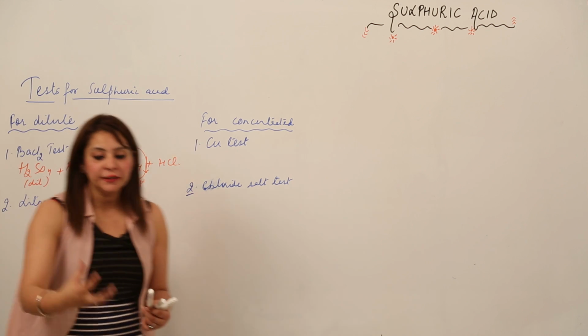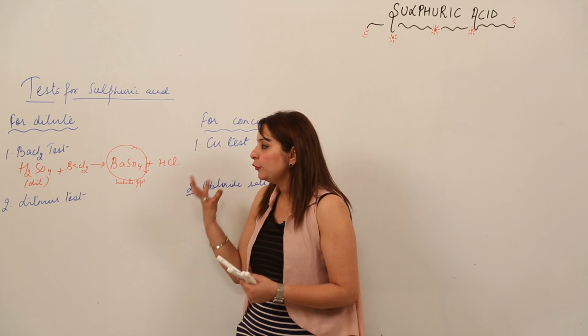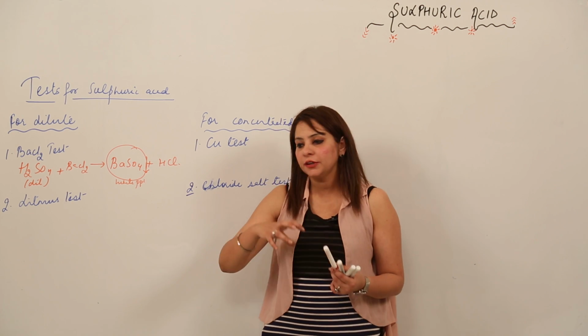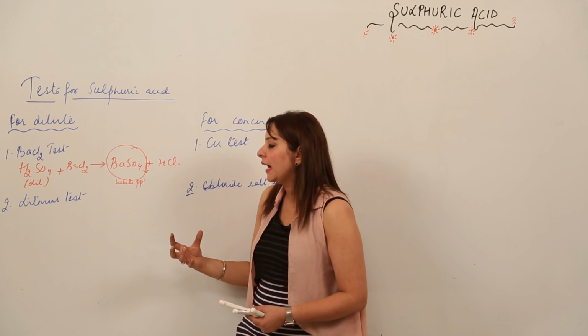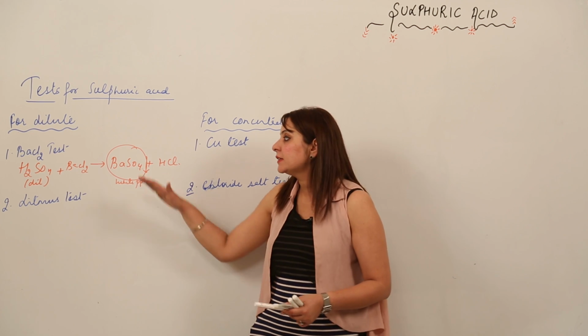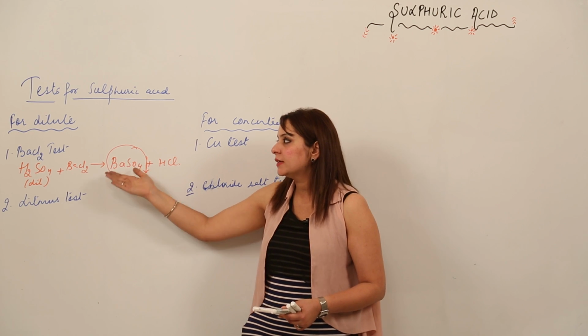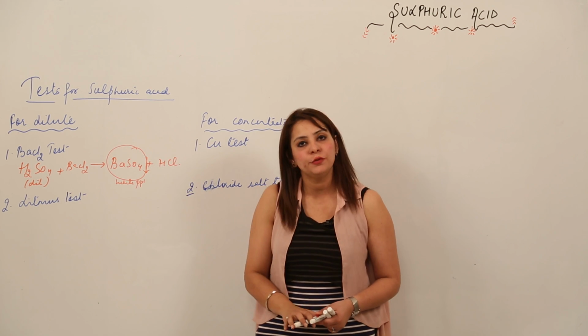So whenever you get an acid and somebody asks you to identify whether it is a sulfuric acid or not, you can say I react it with barium chloride. If it leads to the formation of a white precipitate that settles down, that is the BaSO4, that means you can say the given substance is a dilute sulfuric acid.